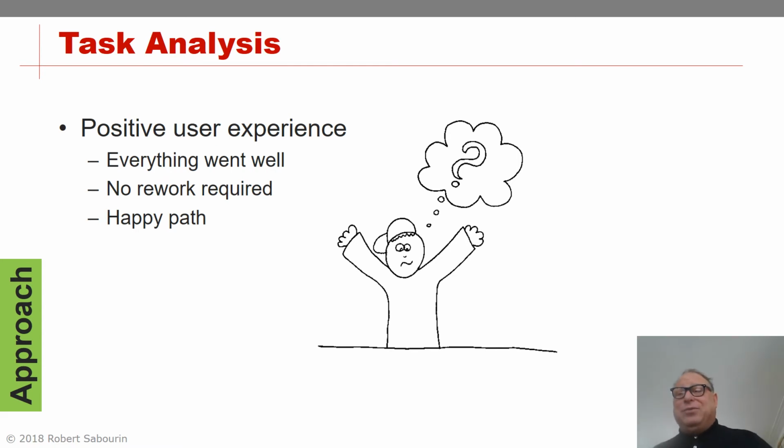We got high praise. We got bonuses. Customers were happy. People wrote articles about our product. We've got lots of stars on Amazon's website. We have lots of positive reviews on the social media universe. So things went well. So that's a positive user experience. Everything went well, no work required, happy path.